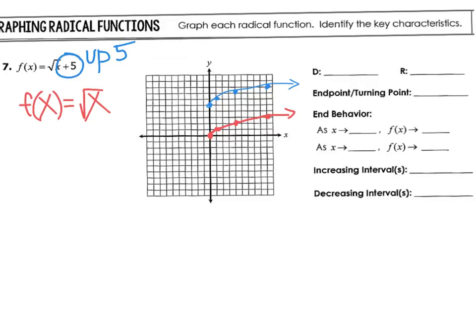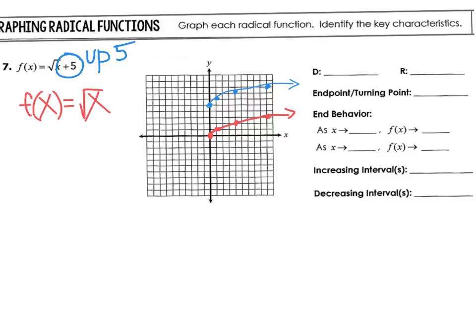I want you to put both the parent function and the transformed function on the same graph. Just use 2 different colors. All right, so we know this blue one is our final answer. That's what it should look like. And this is much easier than making an XY table every time we want to graph a function. We just transform our parent function up 5 units.